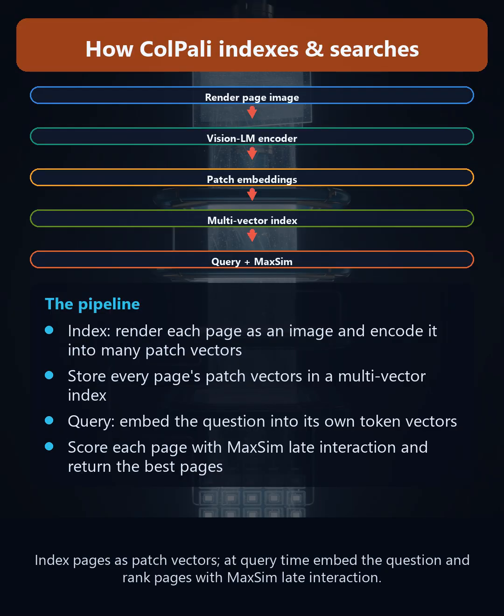Here is the flow. To index, you render each document page as an image and pass it through the vision language model, which emits many small patch embeddings per page. You store all of them in a multi-vector index. At query time, you embed the user's question into its own token vectors, then score each page with late interaction, called MaxSim, and return the best matching pages. No text is ever extracted. You match the query against the picture itself.